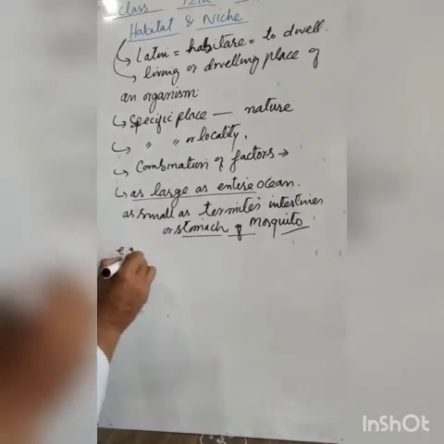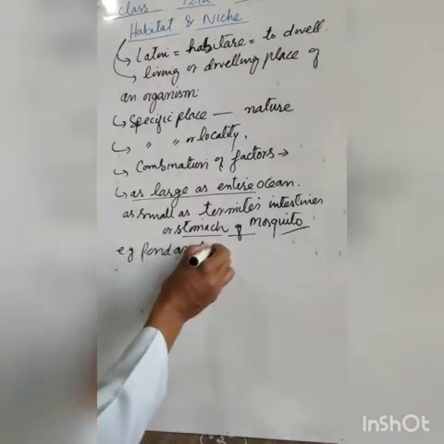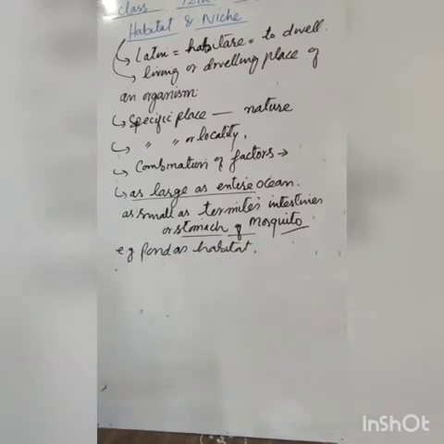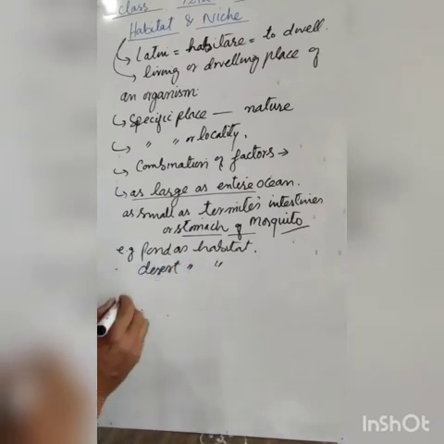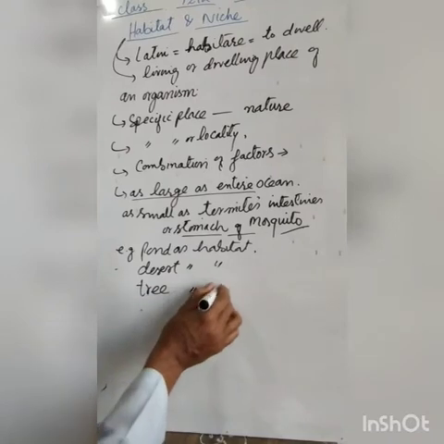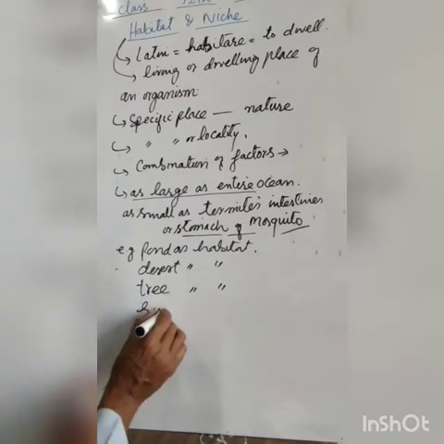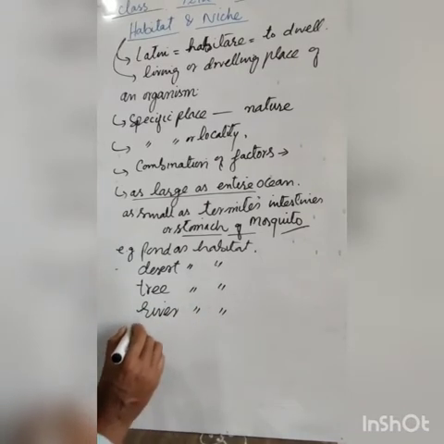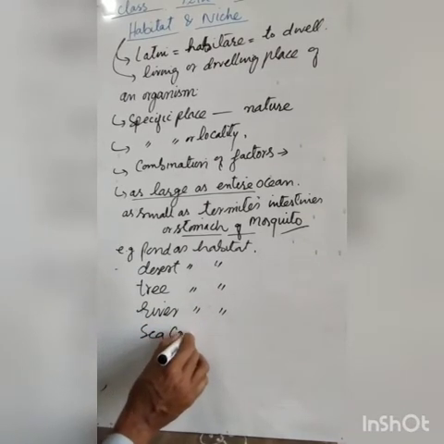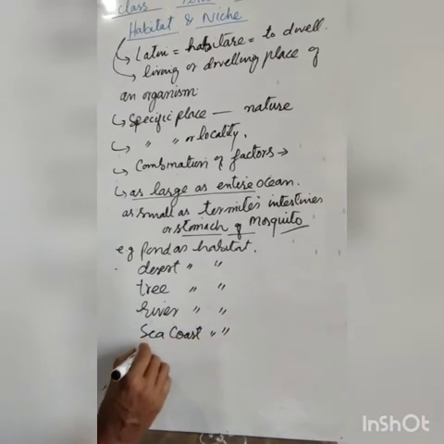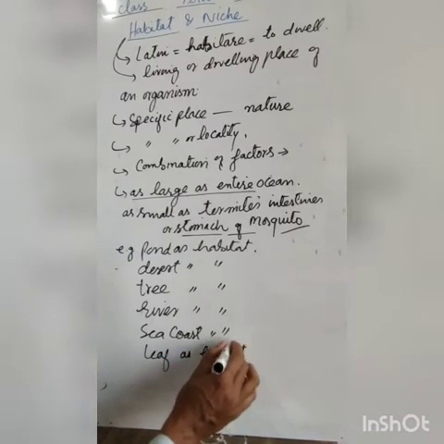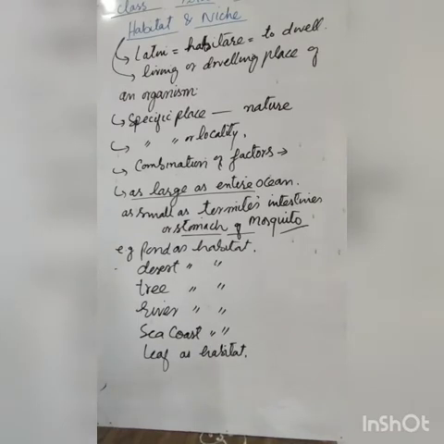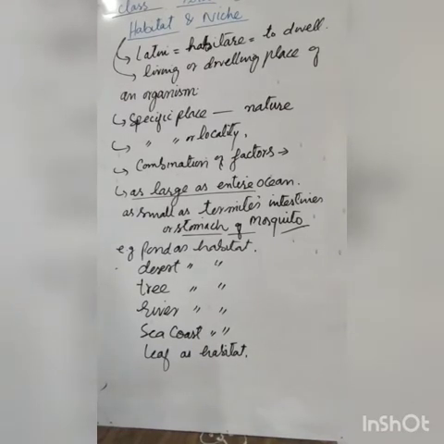For example, we can have a pond as a habitat. We can have a desert as habitat. We can have a whole tree as habitat. We can have a river as habitat. We can have a sea coast as habitat, or we can have a leaf as habitat for small insects like silkworm.